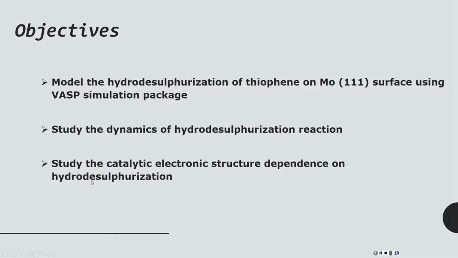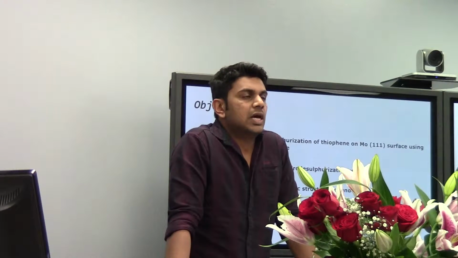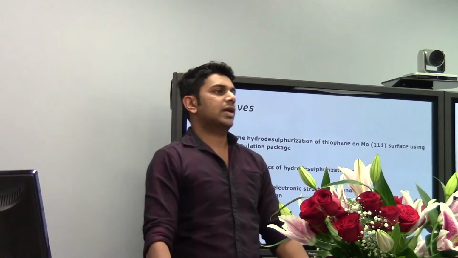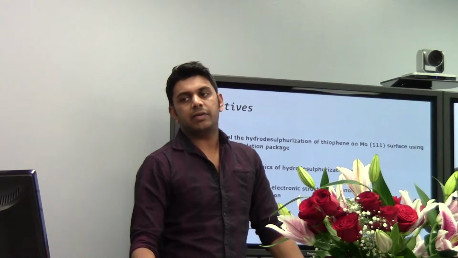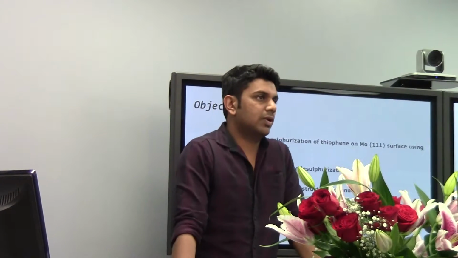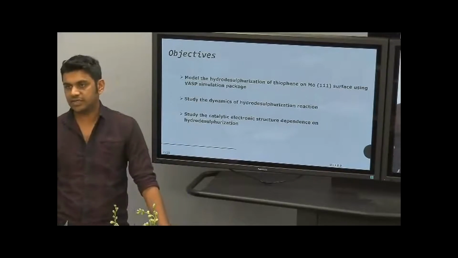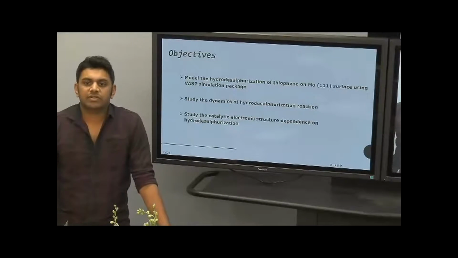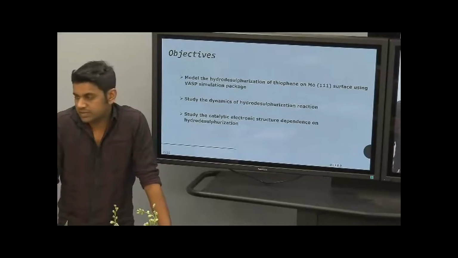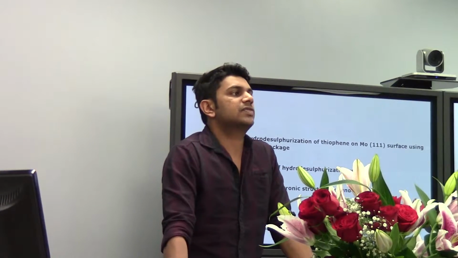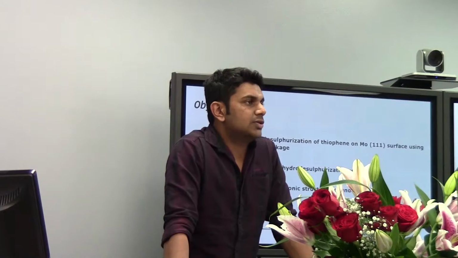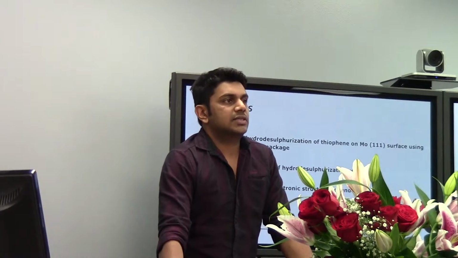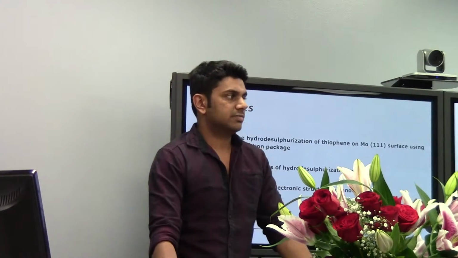Several theoretical and experimental studies have been conducted to study this hydrodesulfurization process, and in most of these studies molybdenum surfaces or molybdenum nanoclusters have been used as the catalyst, and thiophene is used as the probe molecule. The main objectives of this study are to model the hydrodesulfurization reaction of thiophene on a molybdenum surface, study the dynamics of this reaction, and also study the catalytic electronic structure dependence of this reaction.